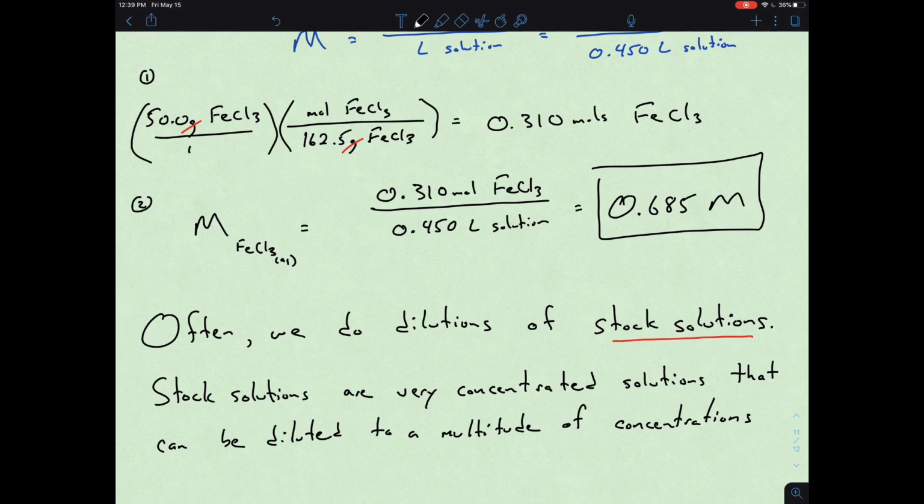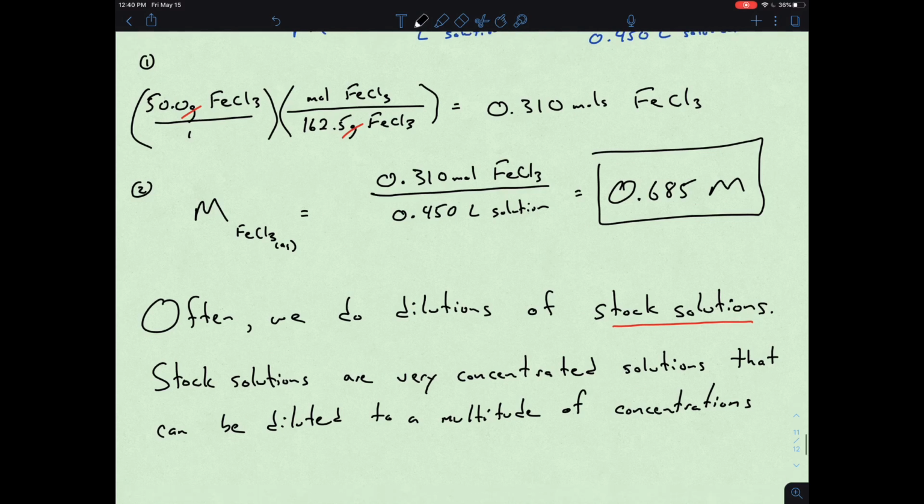So it's easier for us, as scientists, to keep very concentrated solutions in the lab. Takes up less space, and then whenever we need a solution for a given reaction or workup or what have you, we can just go to the stock solution, dilute it to the proper degree to give us the solution concentration we want for our experiment, and then we can use it for our experiment. So often we do dilutions of these stock solutions.